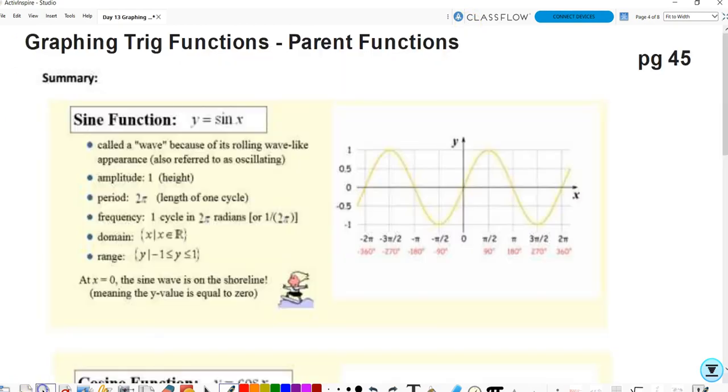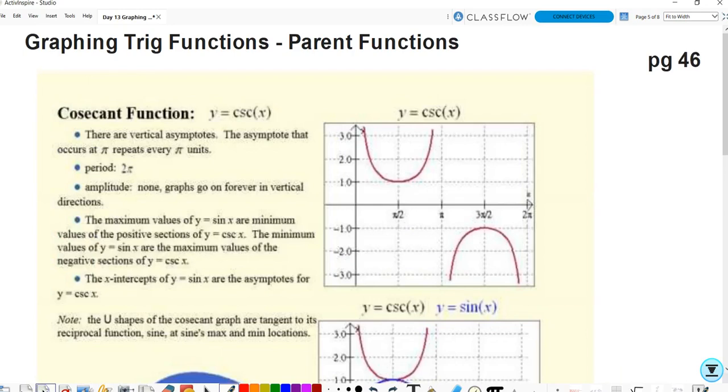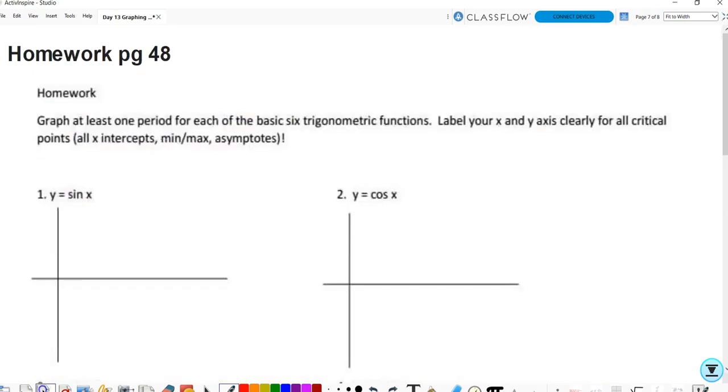So if you flip through the next few pages, they're a summary of everything we just graphed. It's kind of nice to have a printed summary there, like if you had a textbook for our class. And now your homework is page 48. I want you to graph at least one period for each of the functions, labeling your x and y values clearly. So for sine, I know the period's 2 pi.